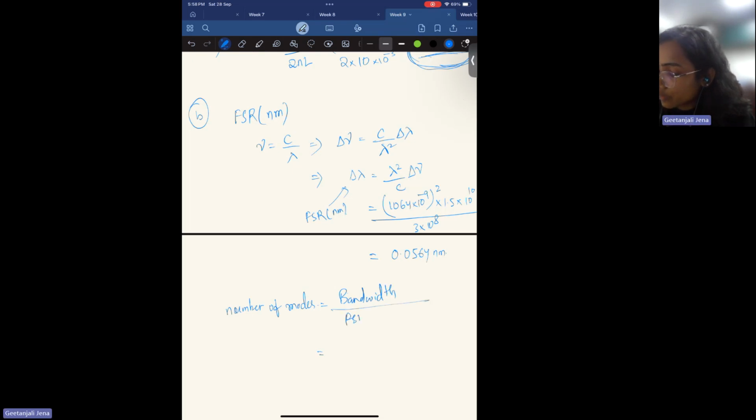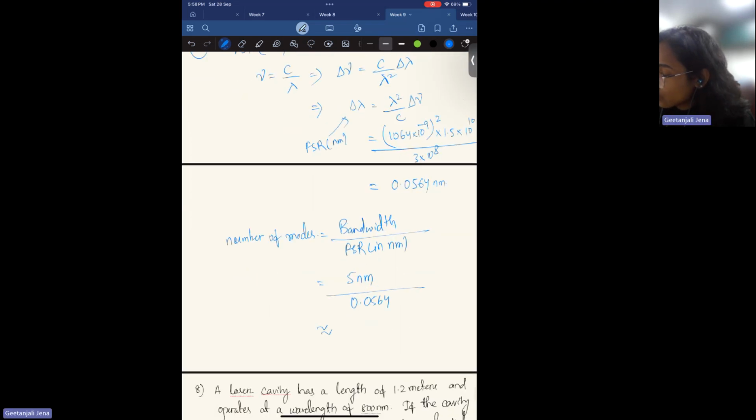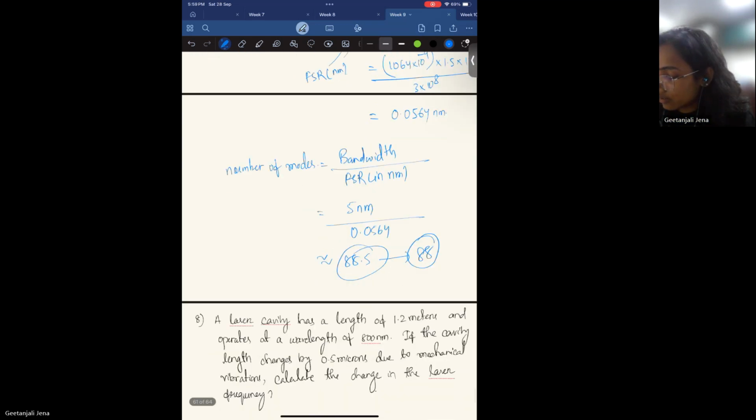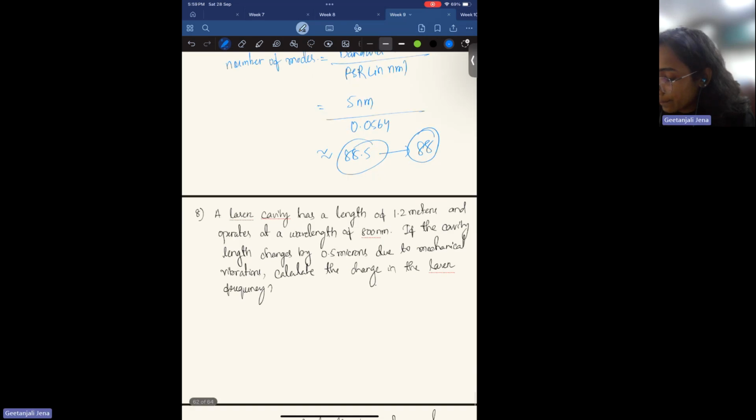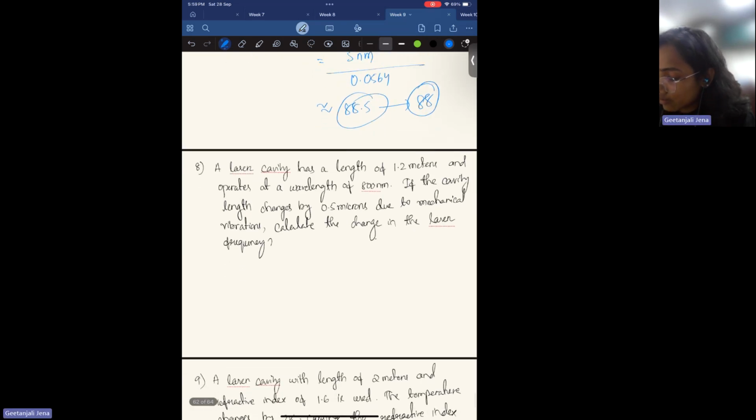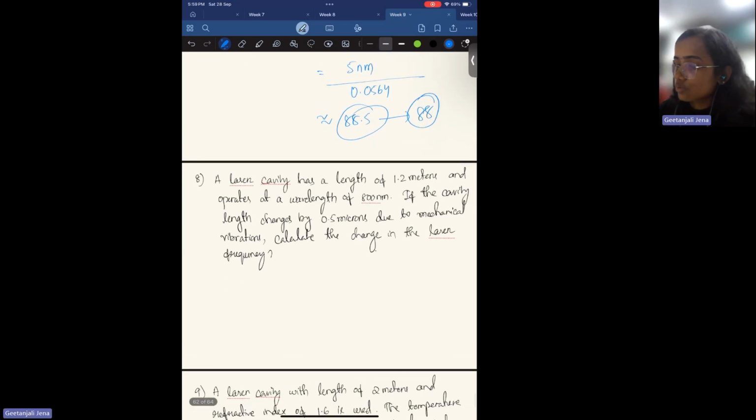Divided by FSR in nanometer. So bandwidth, it is given 5 nanometer. FSR, we have calculated it is 0.0564. So it will come around 88.5, which you can round it up to 88. So that means in this 5 nanometer bandwidth, a total of 88 modes can fit. Okay. So let us quickly solve these two other problems.